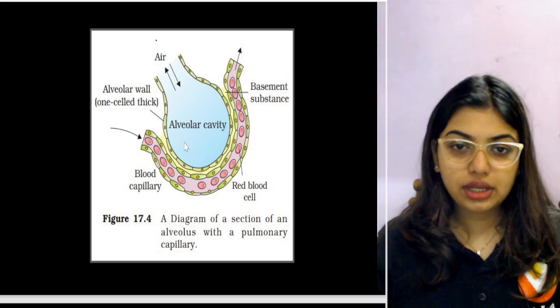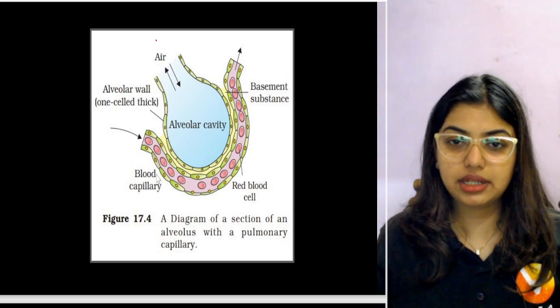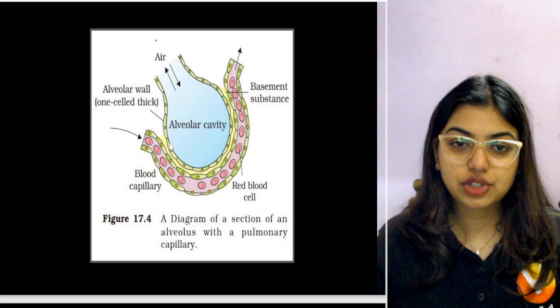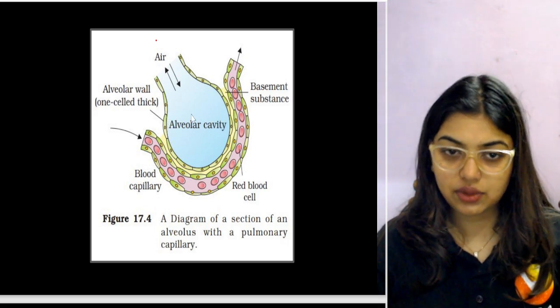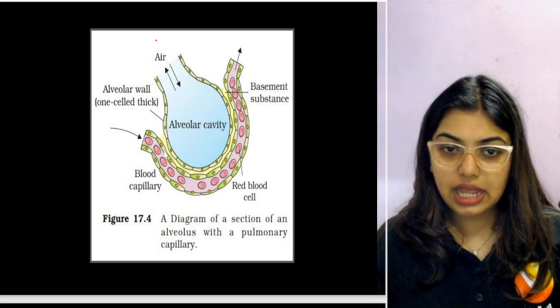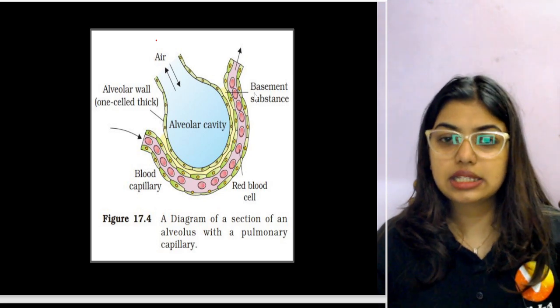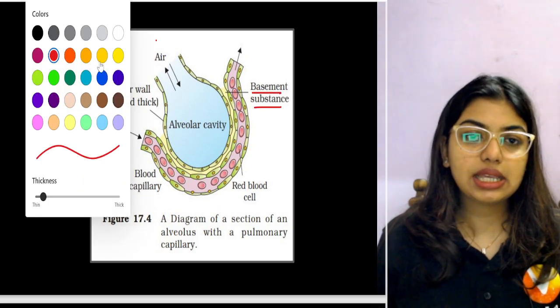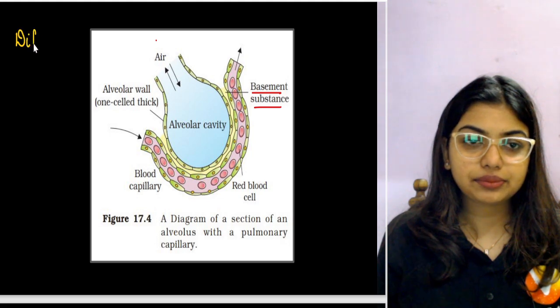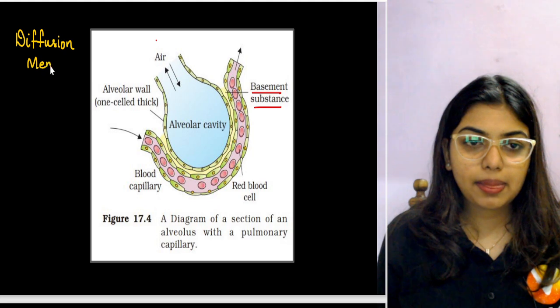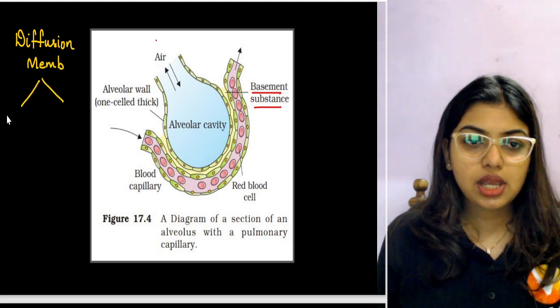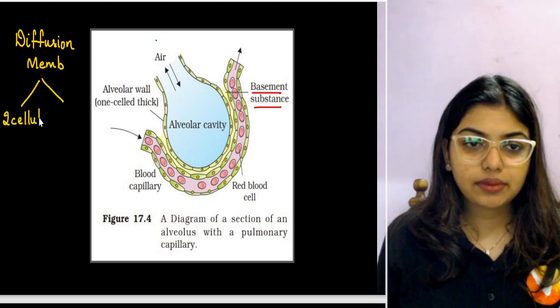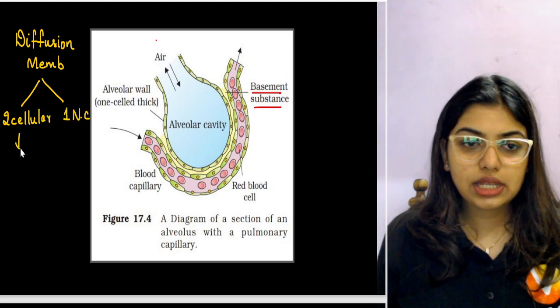Students, look here, this is the alveolar membrane. This is the capillary running. So which are the three layers that make the diffusion membrane? This one, the squamous epithelium of the alveoli, the endothelium of the capillary, and between, can you see a small space? This is the basement substance. So we can simply say that the diffusion membrane has two cellular layers and one non-cellular layer. Two cellular layers because it is the endothelium.